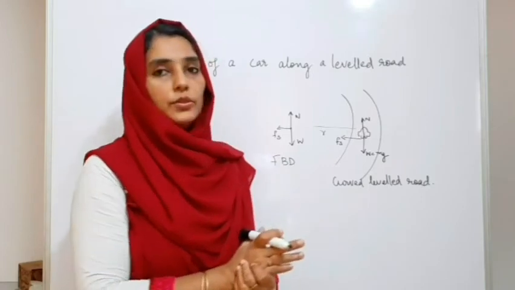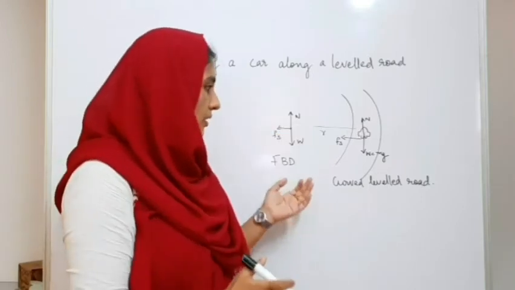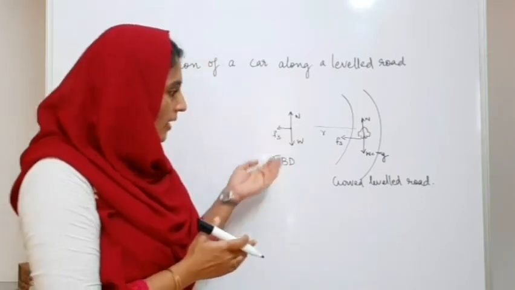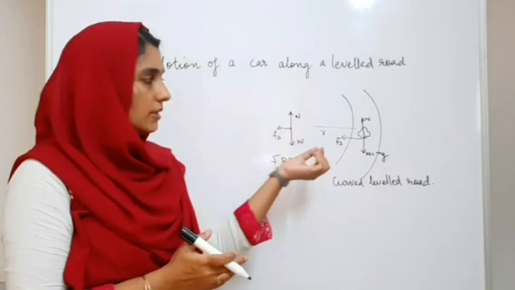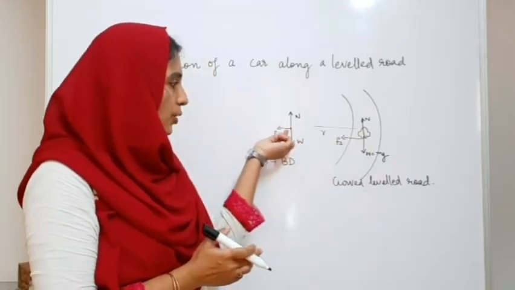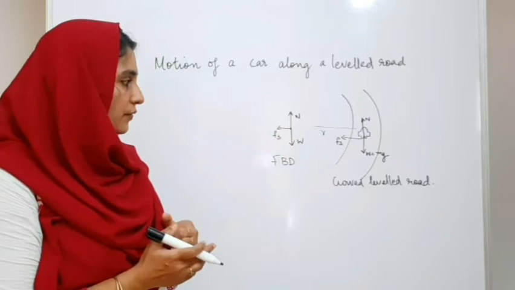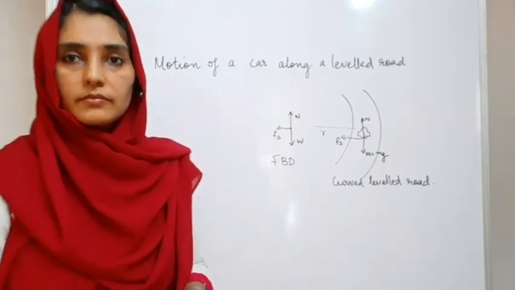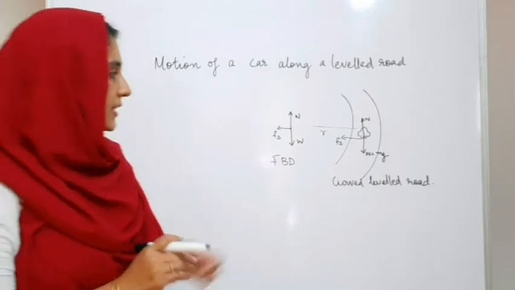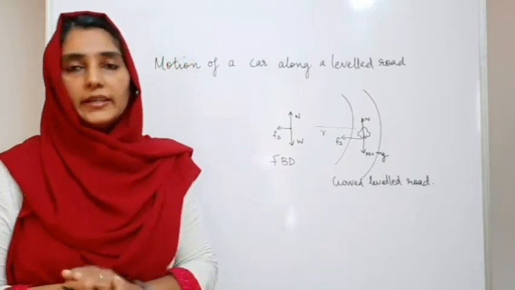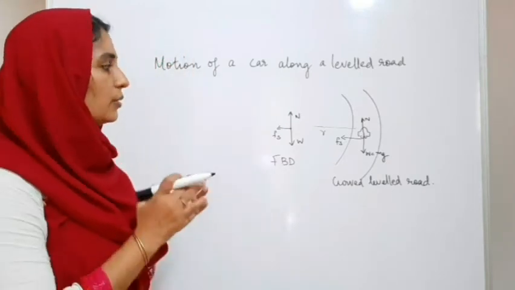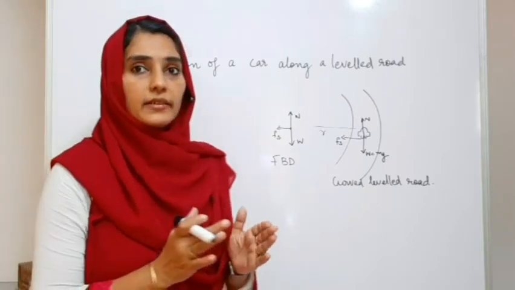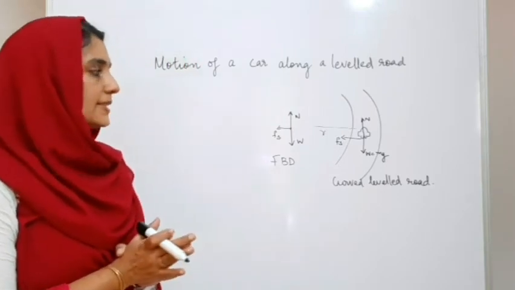Now what we have to do is convert this diagram into a free body diagram, where instead of the car, I have shown it as a point and the different forces acting on it. So let us see the free body diagram. A free body diagram is a diagram where you represent graphically the different forces acting on a body.